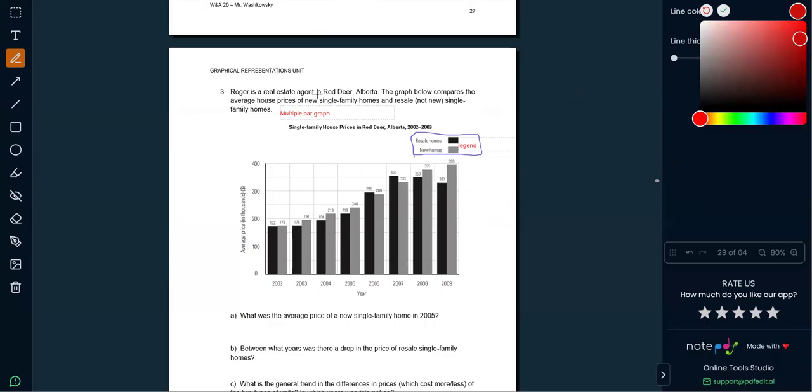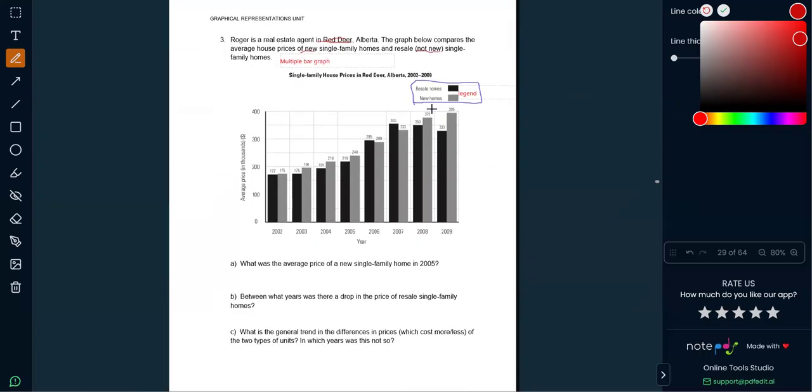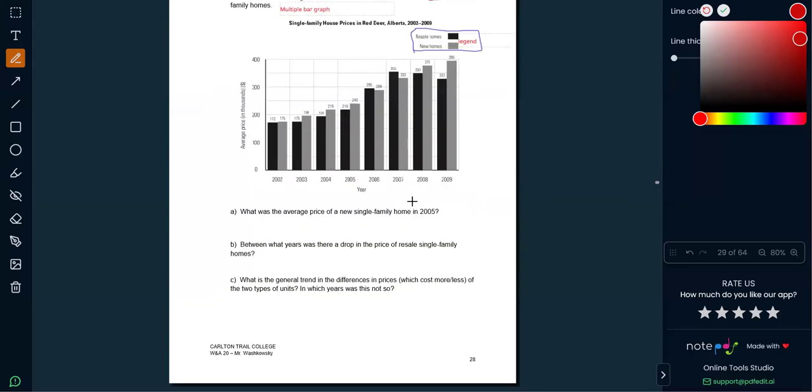So this is about real estate. Sorry, this is about Red Deer. The graph compares the average house price of new homes and of resale, which are not new family homes. So the black ones here are the resale. These are used homes. The gray ones here are brand new homes. We just built them. Now, for the most part, what do we see here? The new homes are more expensive and house prices are rising over time. So we have to be able to read it.